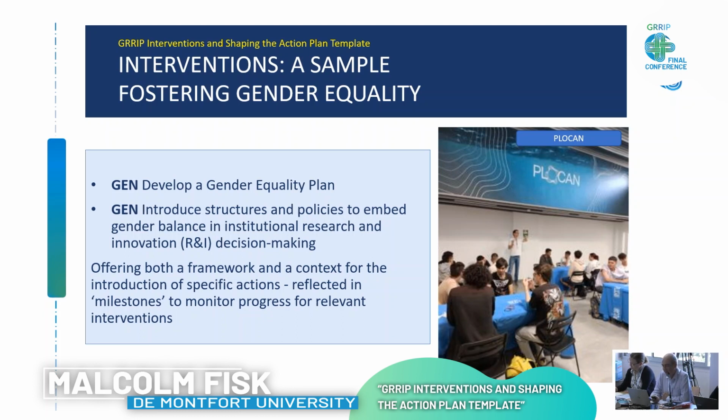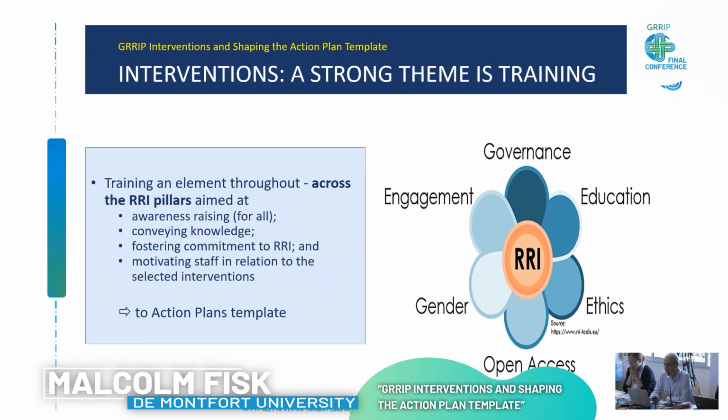But in terms of a simple statement here, the need for one of the interventions to be the development of a gender equality plan, and then clearly another intervention introducing structures and policies to embed gender balance in institutional research and innovation decision making. So offering both the framework and a context for the introduction of specific actions by the sites reflected in milestones which would be used to monitor progress for the different interventions.